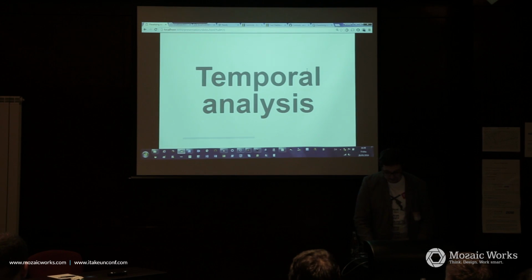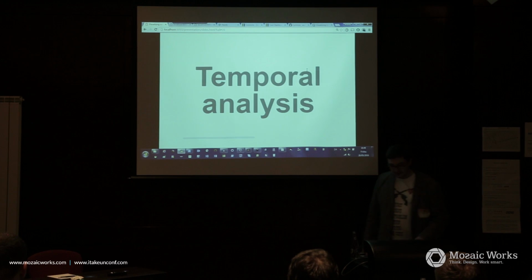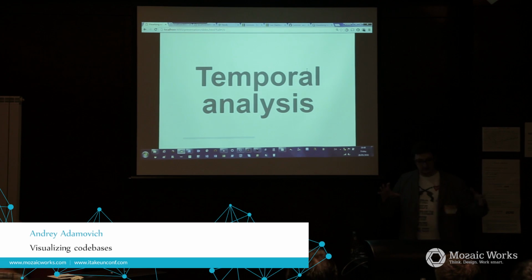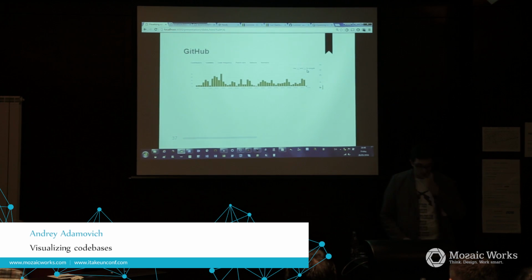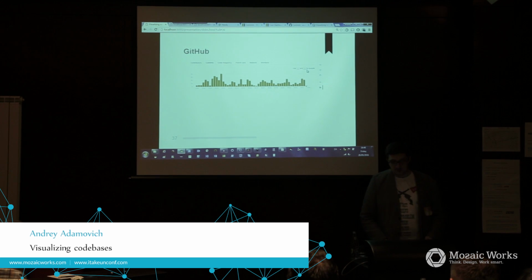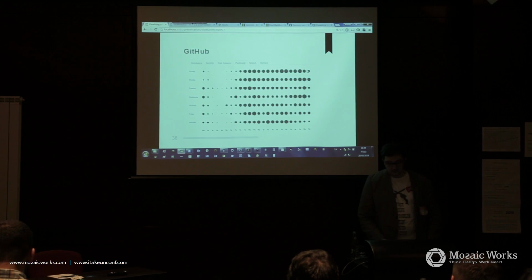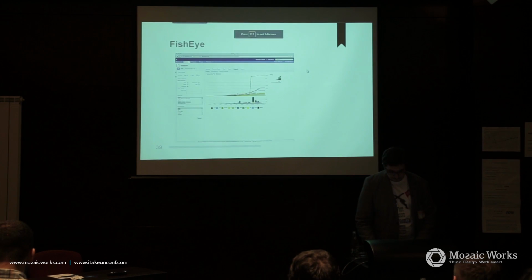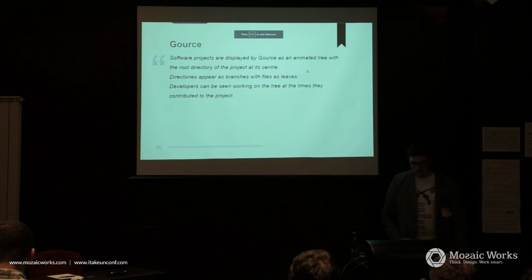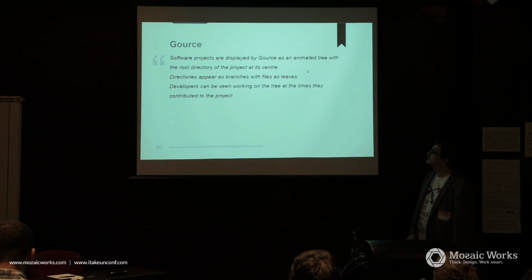Okay, let's go next. So another thing we can do with the code, not only analyzing its structure and digging into the structure, we can also do temporal analysis of the code history. And well, GitHub has some charts. There's also a tool called Fisheye that does that. But the tool that I like a lot is called Gource.